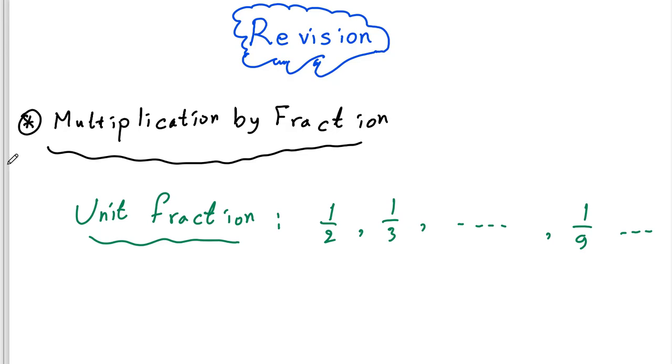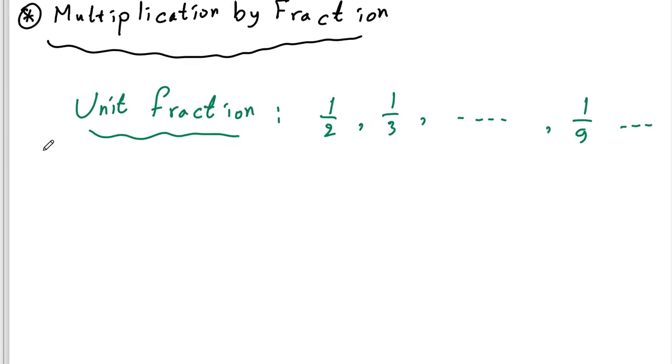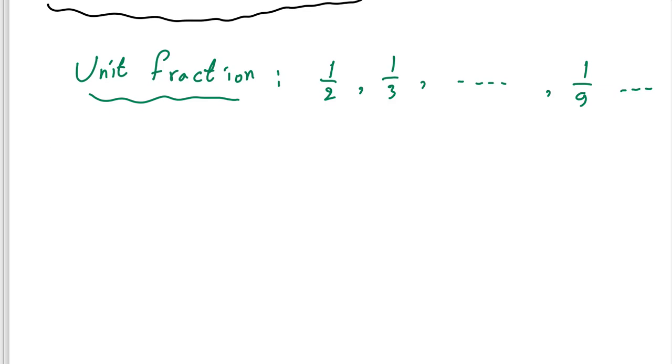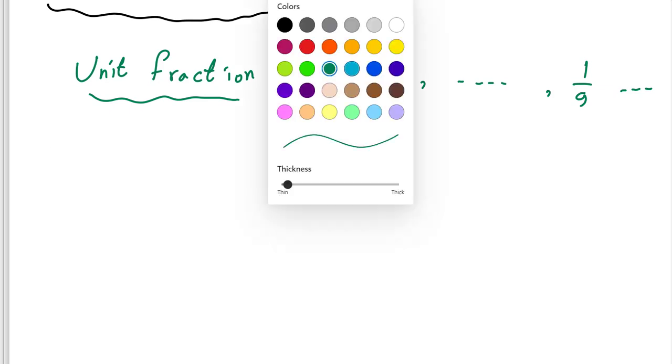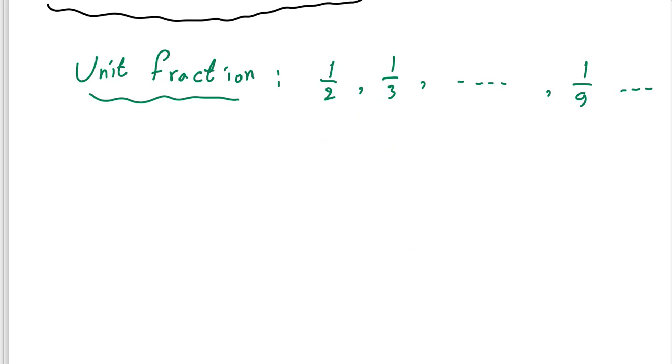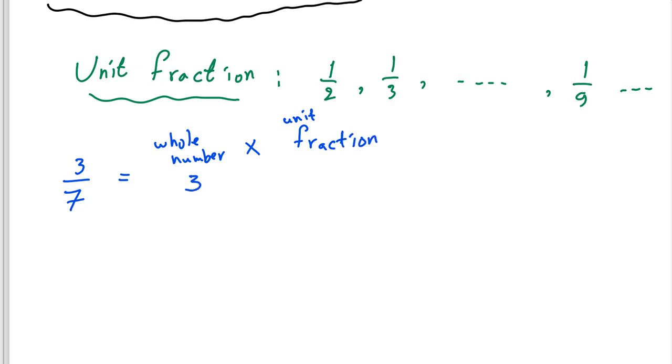Okay, now how to write any fraction as a multiplication of a whole number and a unit fraction? Let's see. If we have 3/7 and we need to write it as a whole number times a unit fraction, the whole number will be 3 and the unit fraction should be 1/7.